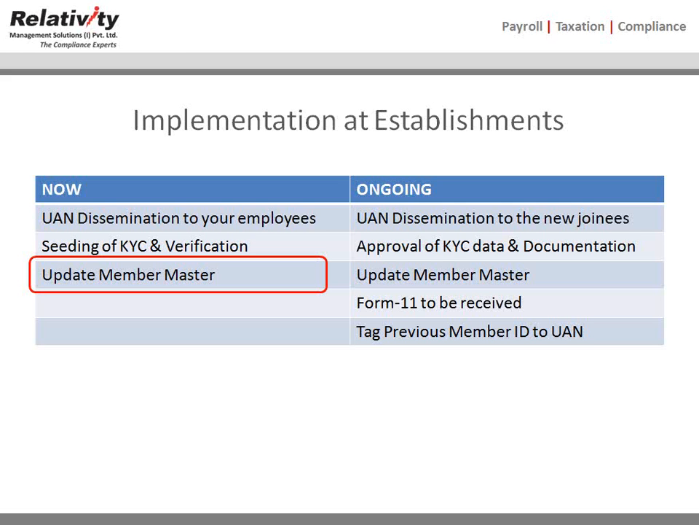Very important is point number 4, where Form 11 has to be received, and this Form 11 has a field where he can give his existing UAN, which his previous company would have provided to him, and there is a facility to give this particular information onto the OTCP portal. I will show that to you.